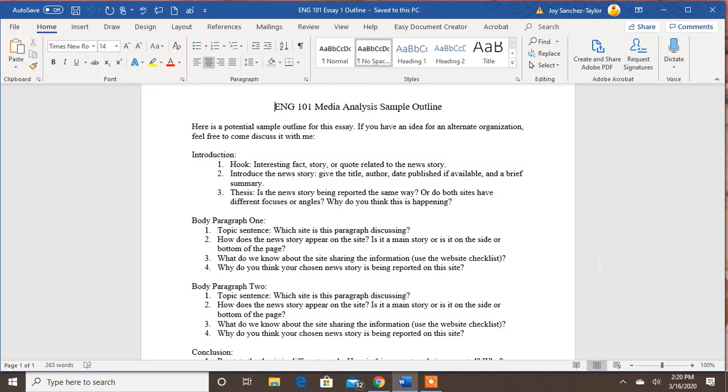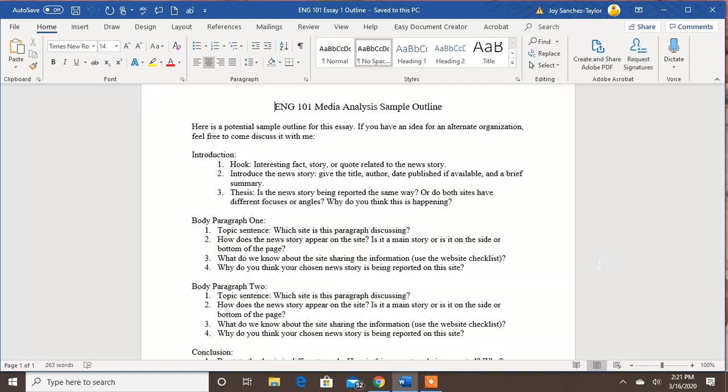So I've broken it down: introduction, body paragraphs, and conclusion. It's one way that you could organize this essay. Of course, you could always have more than one body paragraph, or you could have more than one body paragraph for each website that you're talking about. You could have a slightly different order of information in your introduction. There are many, many ways to organize an essay. If something makes more sense to you a different way, try it, and I'll let you know in my comments if it's not working.